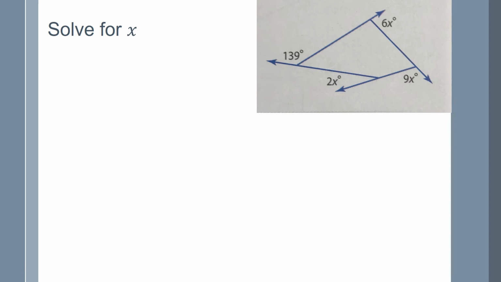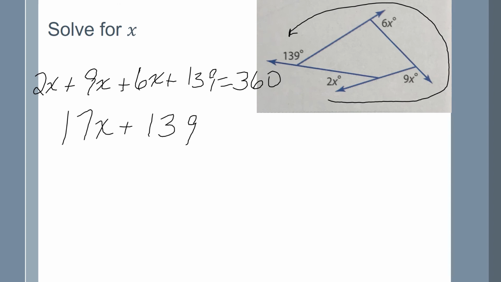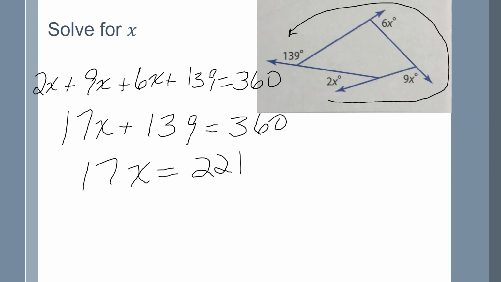Can we solve for x with this? Sure we can. So we just start with an angle, and I'm just going to work my way around this way. And those are all going to add up to 360. So 2x plus 9x plus 6x plus 139 equals 360. So 17x plus 139 is equal to 360. So I subtract 139 from each side, and I get 17x equals 221. Divide each side by 17, so x equals 13.